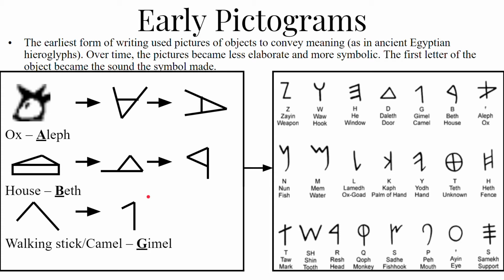It makes a g sound, whereas this makes a b sound. This makes an a sound because this is aleph and ox. This is bet, a house, and this is gimel, camel or walking stick. And altogether we have the Phoenician abjad. So aleph, bet, gimel, dalet, he, waw, zayin, etc., all the way down. Each one of these means something, and then the first sound of that word becomes the sound that that symbol then makes.